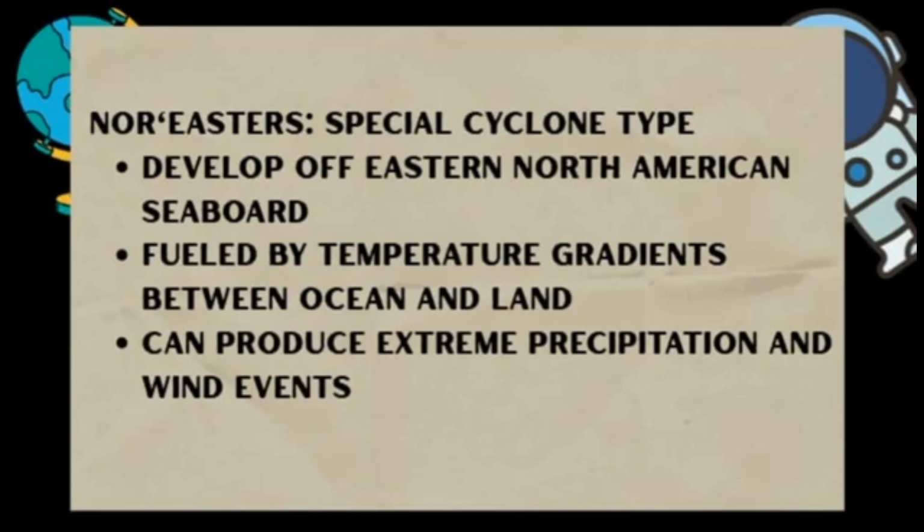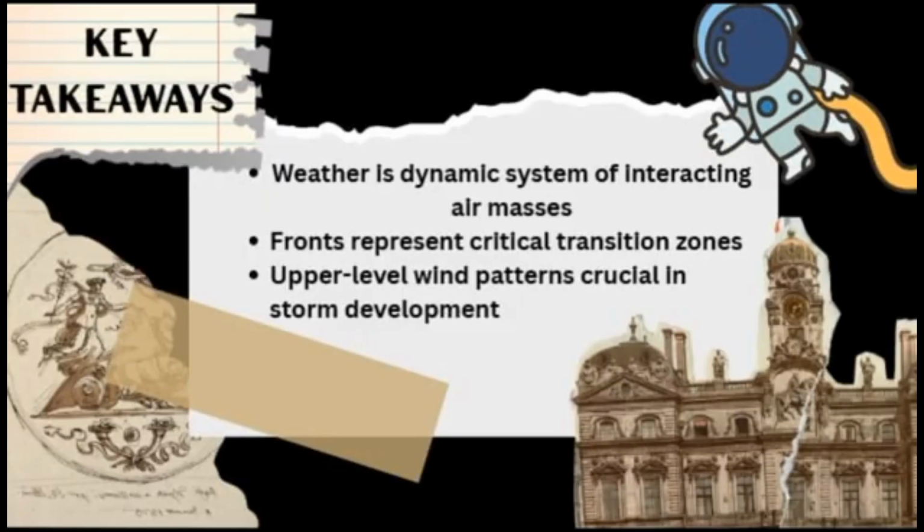Nor'easters are a special cyclone type that develops off the eastern North American seaboard, fueled by temperature gradients between ocean and land, and can produce extreme precipitation and wind events. Note that nor'easters, which are strong cyclones off the east coast of North America, are known for blizzards, coastal flooding, and high winds.